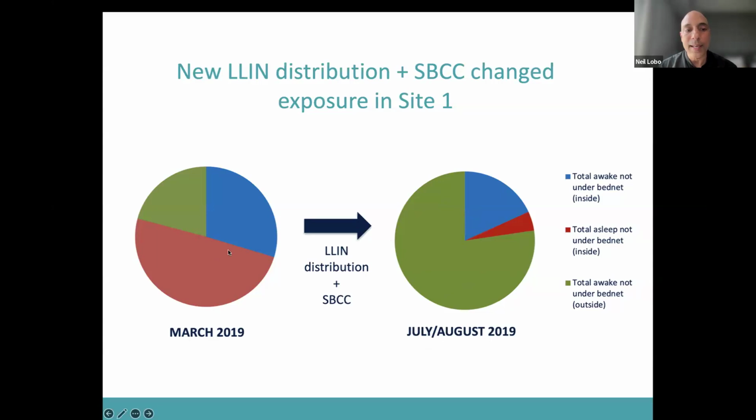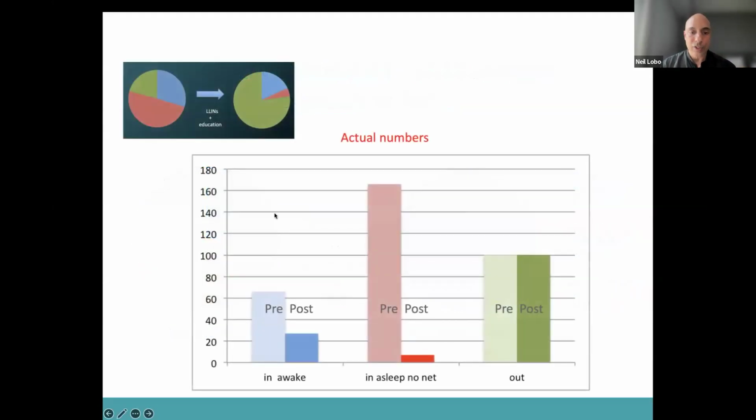So this is, of course, relative exposure. So the red, you can see the red went down to half, to this tiny sliver. The blue went actually down. And even though this looks like a huge increase, it's not an increase. It's proportionally, the green remained the same. And this is actually the real data. So this is the figure I showed you in the previous slide. Pre-bednet, post-bednet. Pre and post, the outdoor exposure remained the same.